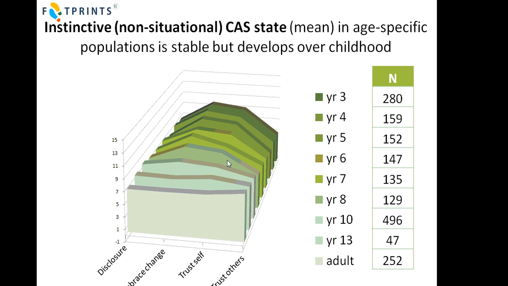So we get this pattern which surprised us, if we're honest. We were not expecting to see such a chronological progression over years in instinctive CAS state scores.